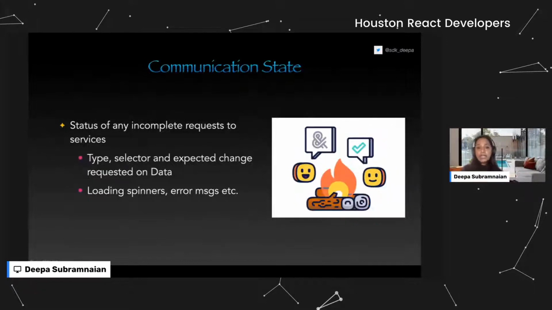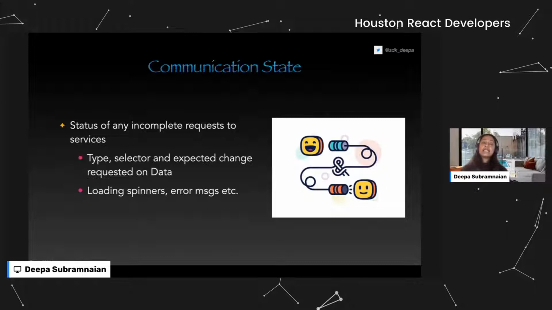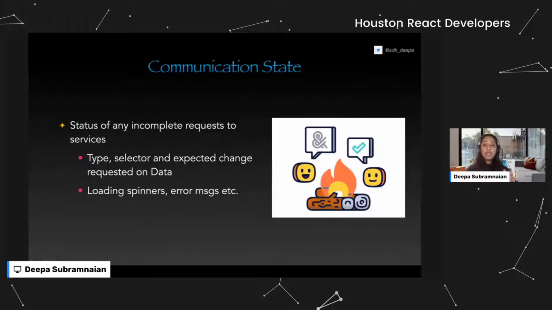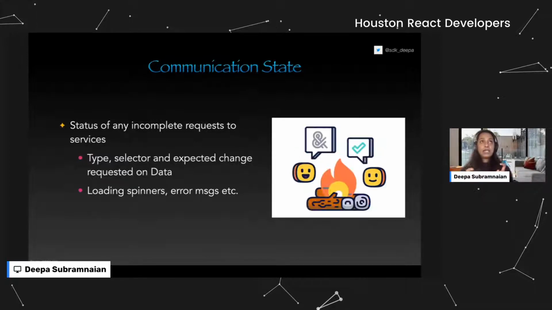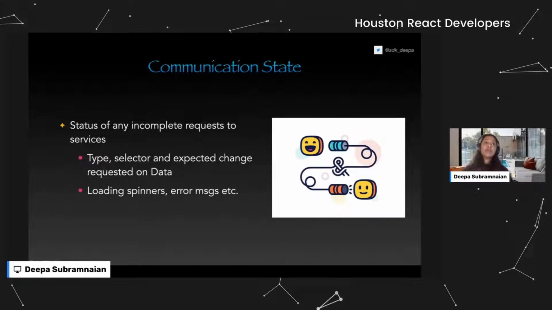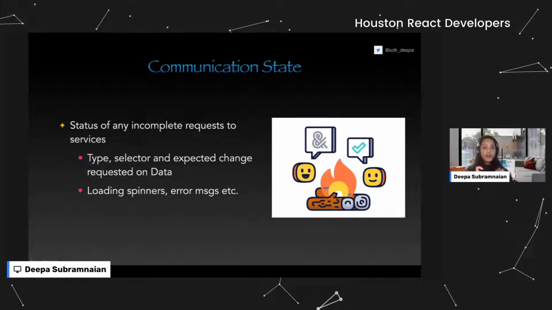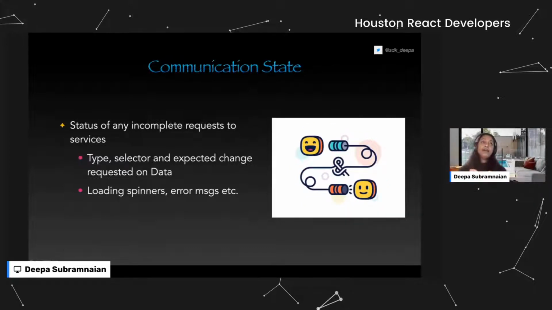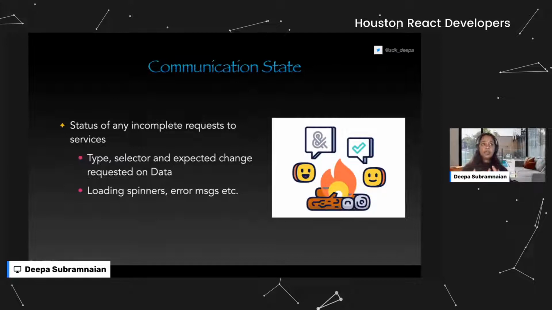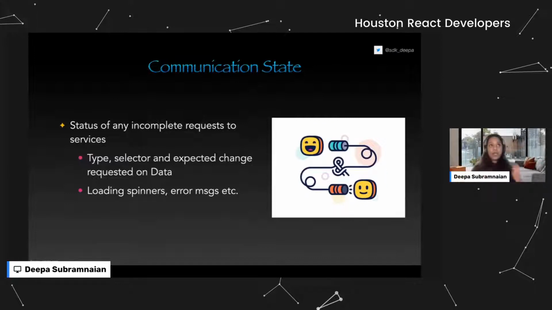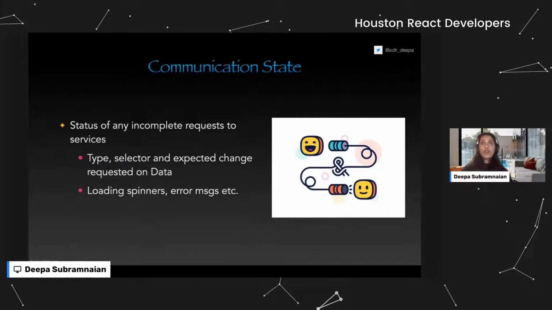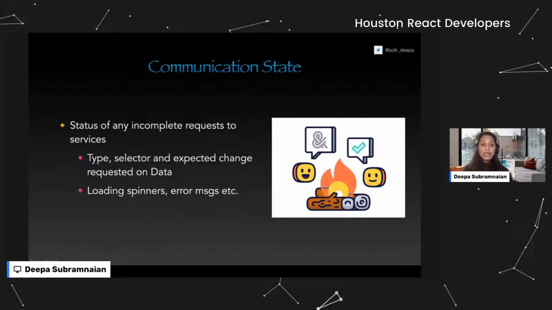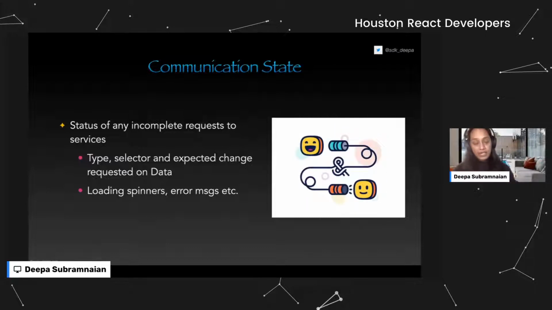Now, what is communication state? Communication state is the status of any not yet completed request. You're waiting for something from your other services, and that particular state is called communication state. Some of these communication states would have the type and selector of any data you expect to receive, and some might need the data that you have requested. For example, if you see a spinner that's loading on your web page, or any error messages that show up, these are what you can call communication state.